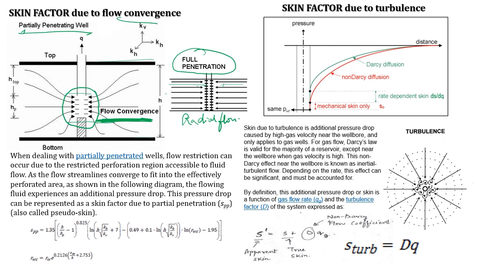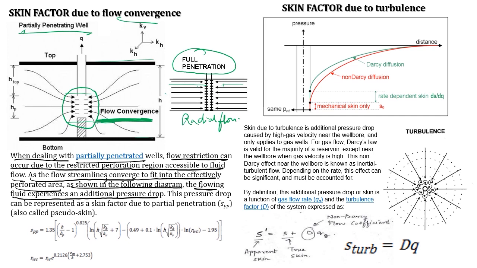Now let's discuss the theory. When dealing with partially penetrated wells, flow restriction can occur due to the restricted perforation region accessible to the fluid flow. As the flow streamlines converge to fit into the effectively perforated area, as shown in the following diagram, the flowing fluid experiences an additional pressure drop. This pressure drop can be represented as skin factor due to partial penetration, and it is also termed pseudo skin. So this is the formula for finding the skin factor due to partial penetration or flow convergence.